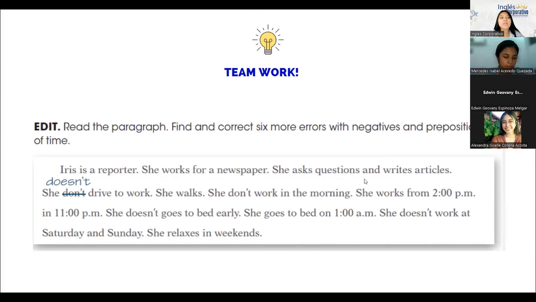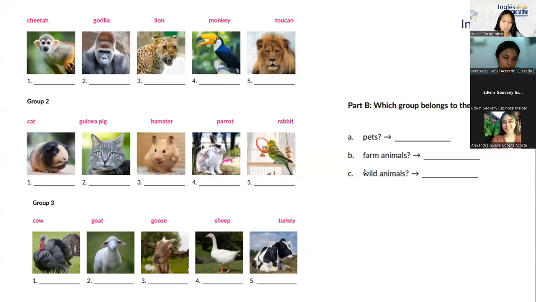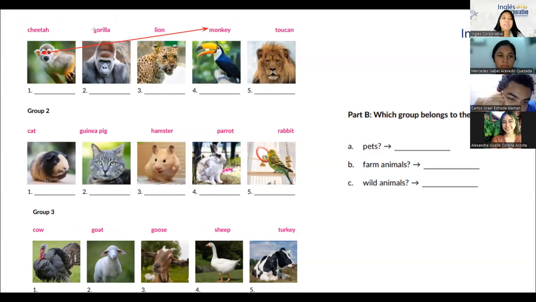All right, so let's continue, guys. Let's move and we are going to start with vocabulary, yeah? So let's see. What we need to do right here is that we need to identify the name of each animal. Yeah, so what is this? We have the ones in color pink, but those are not in the correct position, okay? So what is number one? Monkey. It's a monkey, okay? What about number two? Gorilla. Okay, so we have monkey, we have the gorilla.